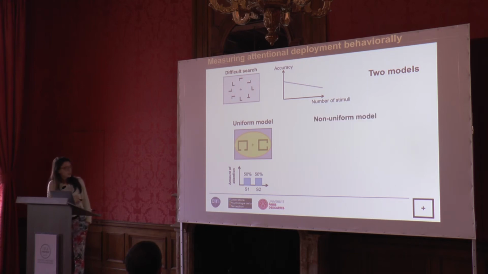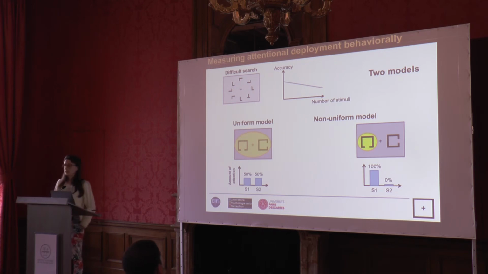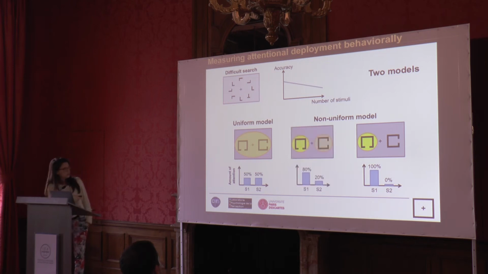The second model is a non-uniform model, and the far end of the spectrum is the extreme, which means that you explore one stimulus at a time in a serial or sequential fashion, which is also going to explain this effect, meaning the more stimuli, the more time you're going to need in order to perform that search. And of course, in the middle, you have the middle scenario where it's always on both of them, but more or less. So those are the 3 different models.